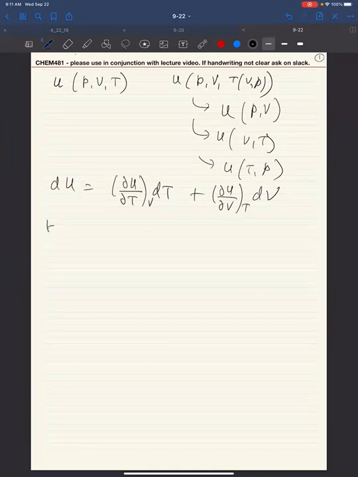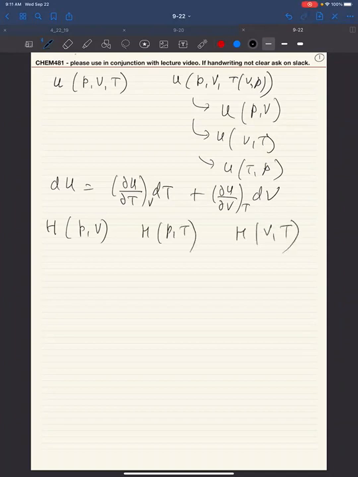So for enthalpy, similarly, we could write down enthalpy as a function of pressure and volume, pressure and temperature, or volume and temperature. None of these is wrong. Each of these is useful, depending on how you're carrying out your experiment.